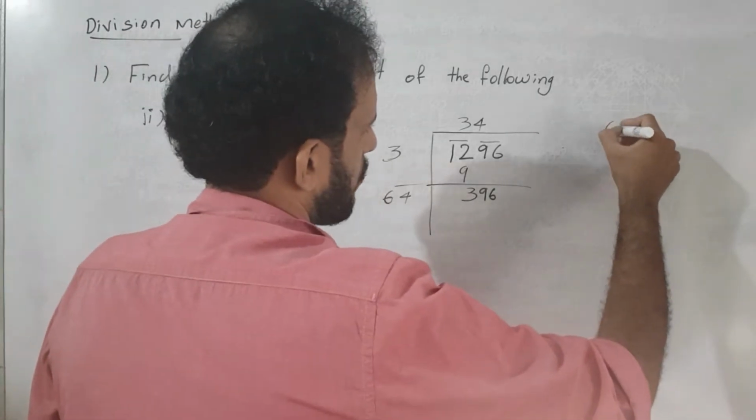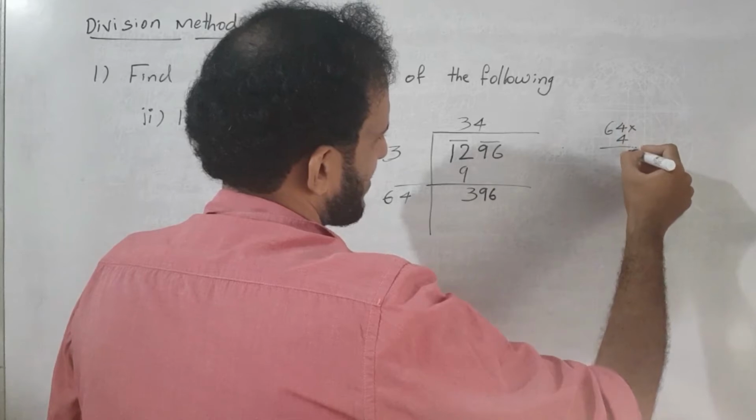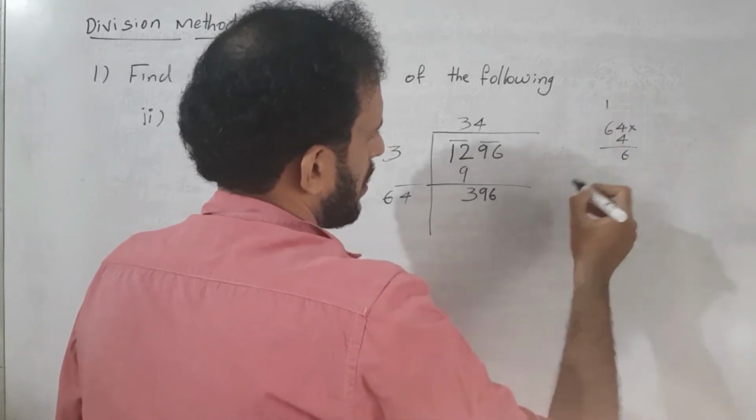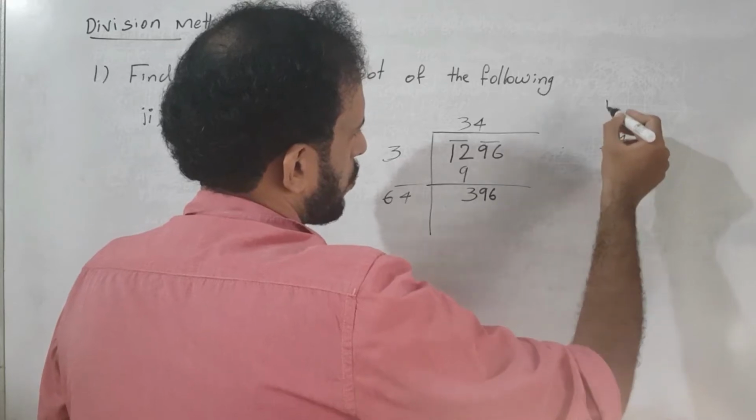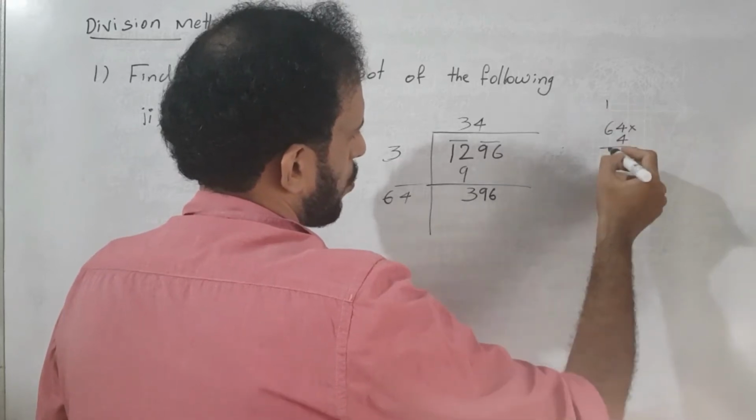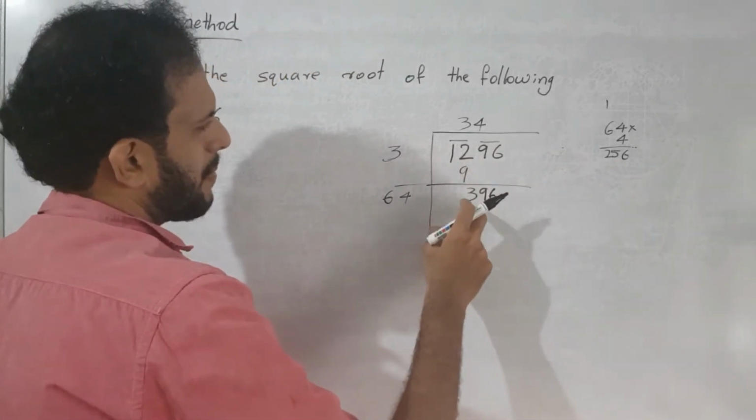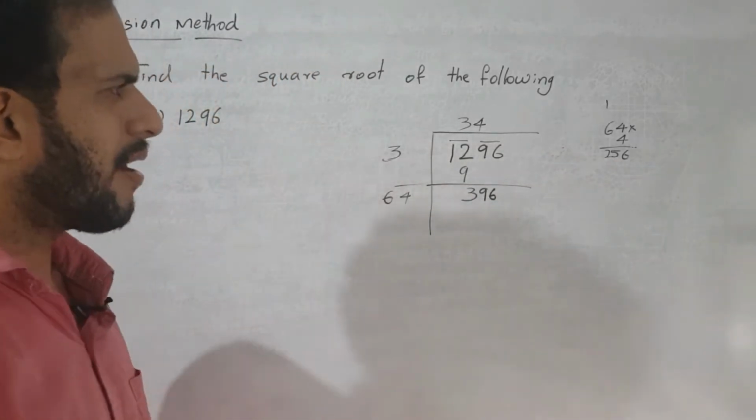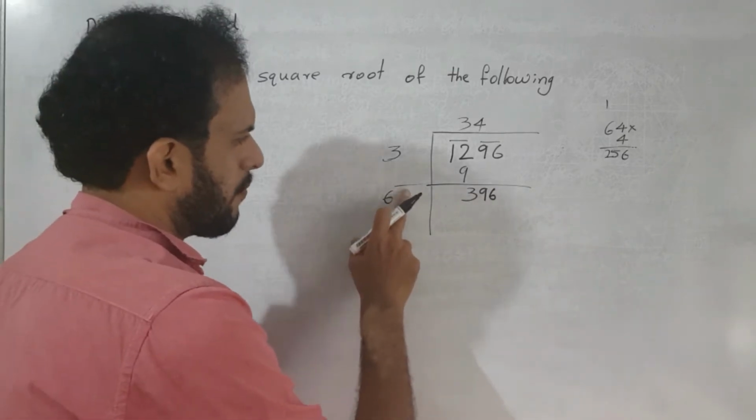What is 4 into 64? Yes, 64 into 4. Then 4 into 4, 16, 1. Then 4 into 6 is 24. 24 plus 1 is 25. Then 256, but here the number is 396. Far difference, correct? So it is not a 4. The number is not a 4.